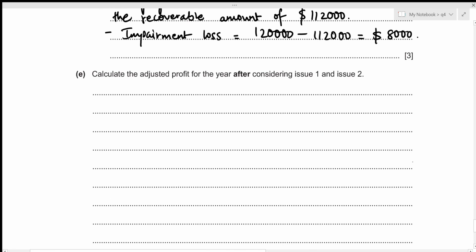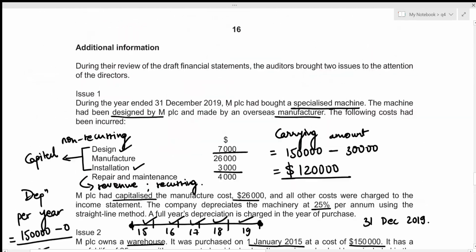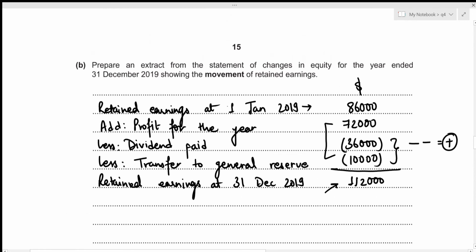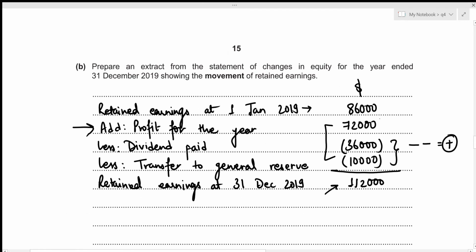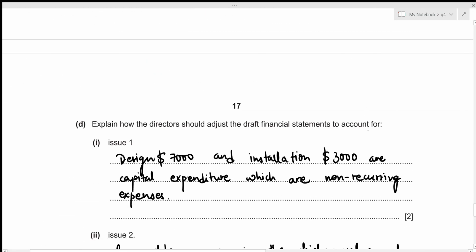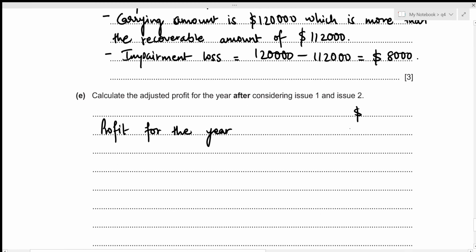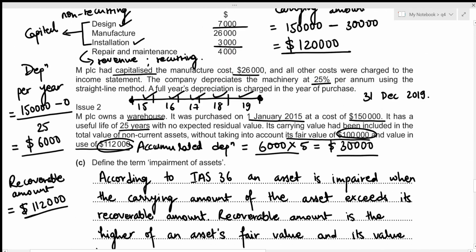We need to calculate the adjusted profit for the year after considering issue 1 and issue 2. For this, we will start with our profit for the year. And we figured out the profit for the year above. Right here, we can see that the profit for the year was 72,000. So we will be starting with this amount. That's 72,000. And now we need to adjust these two issues, right?